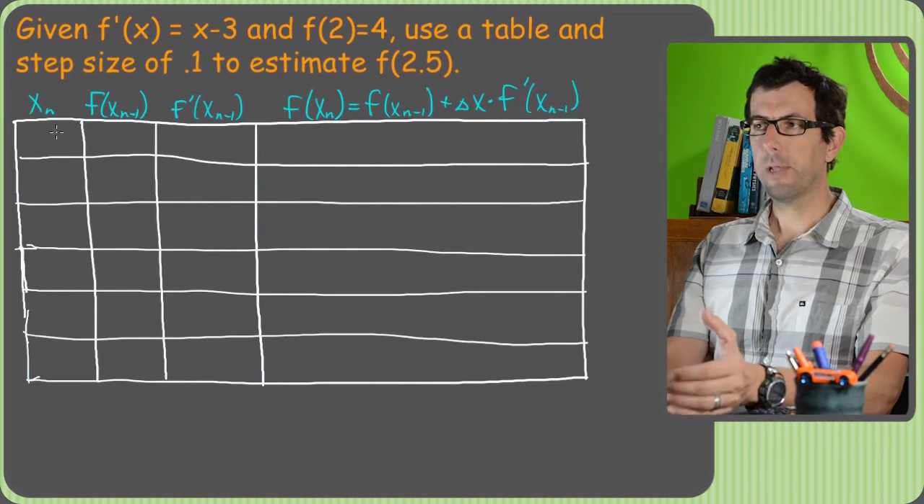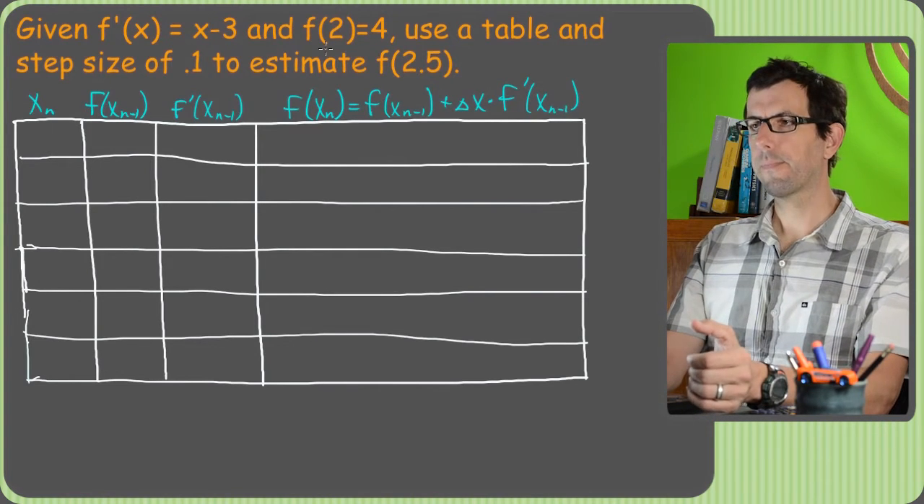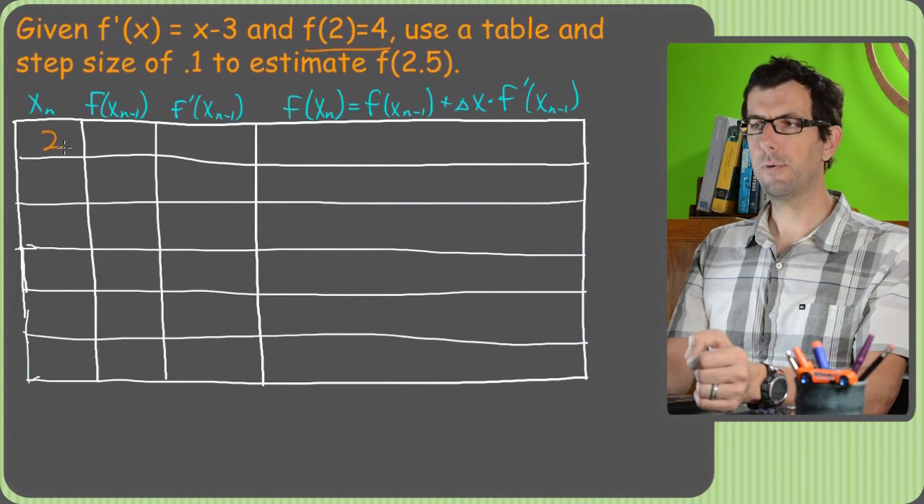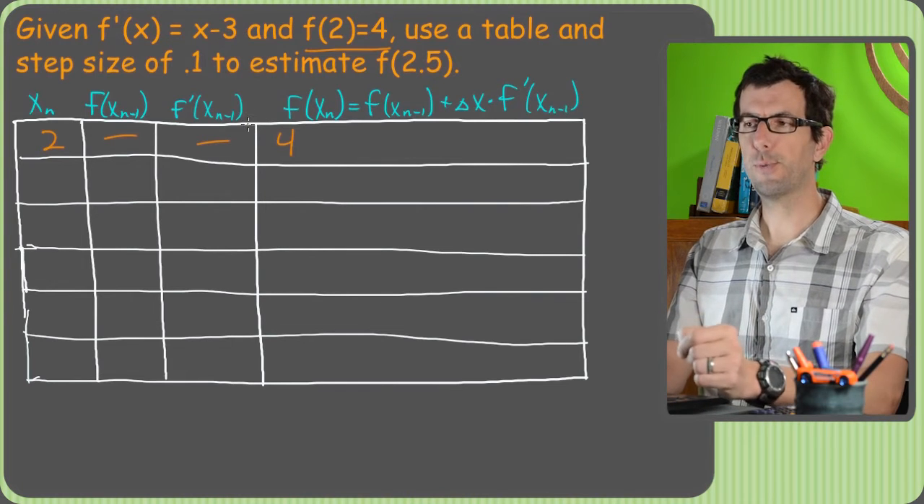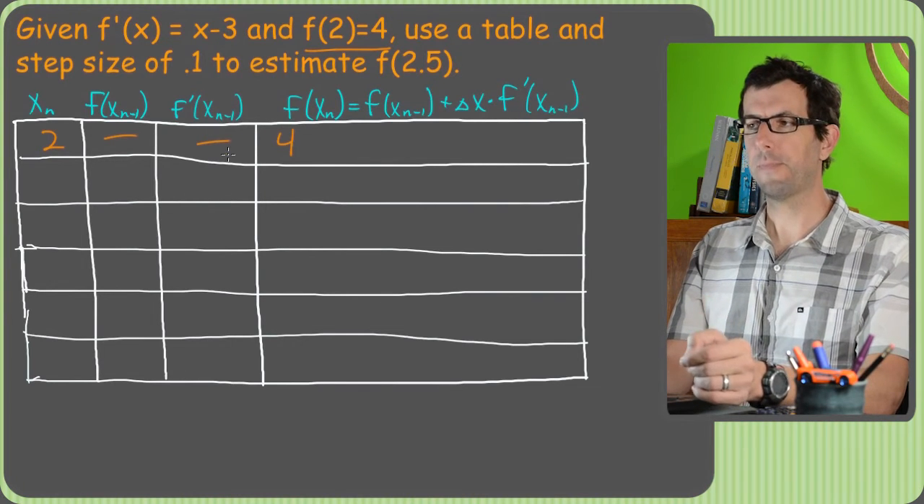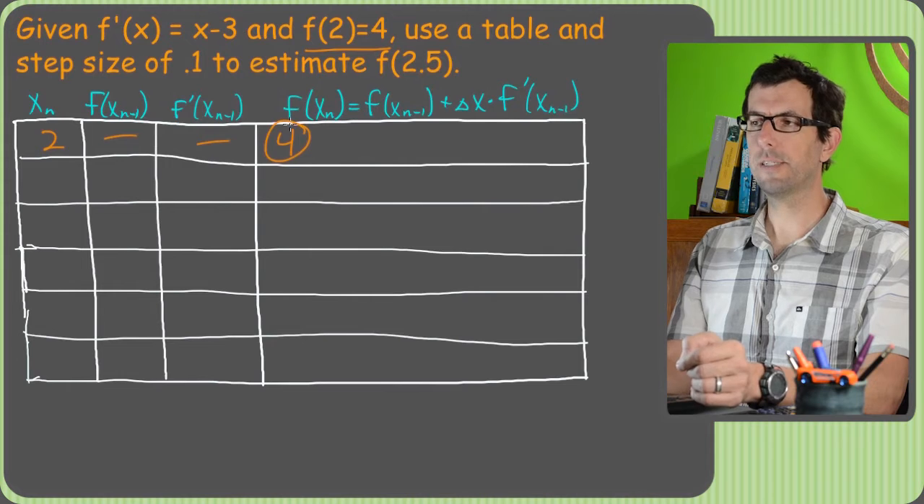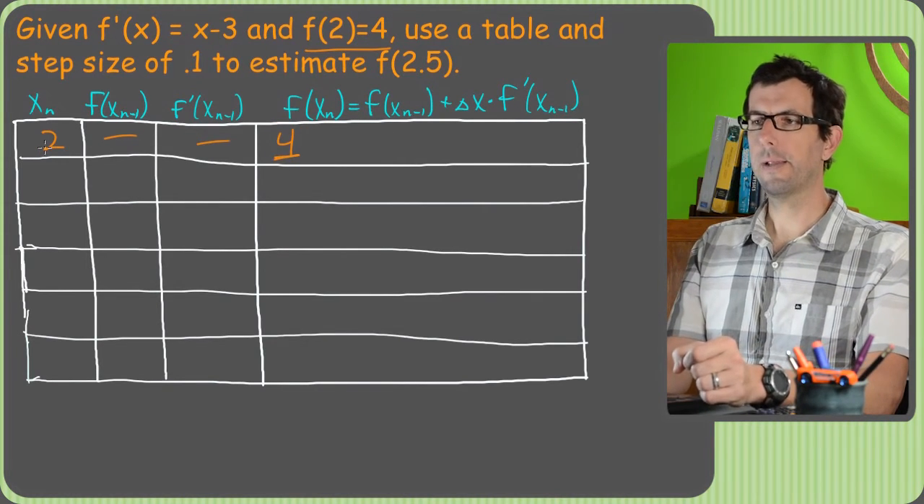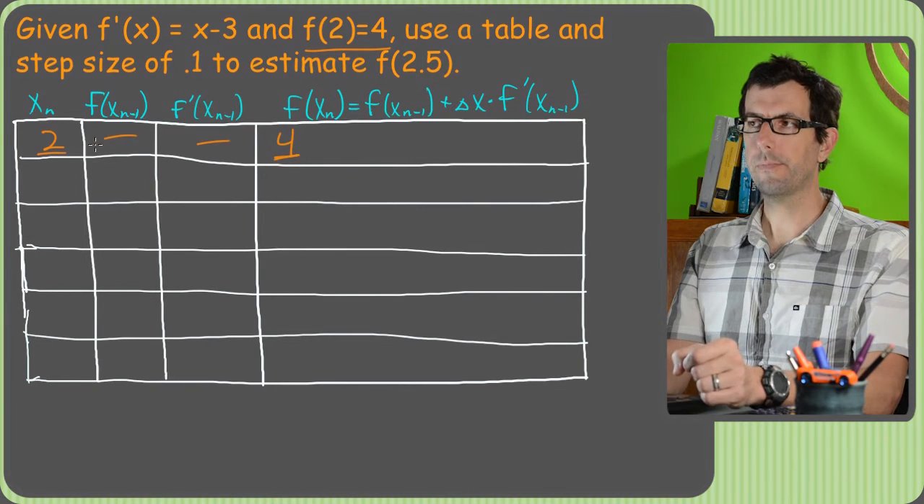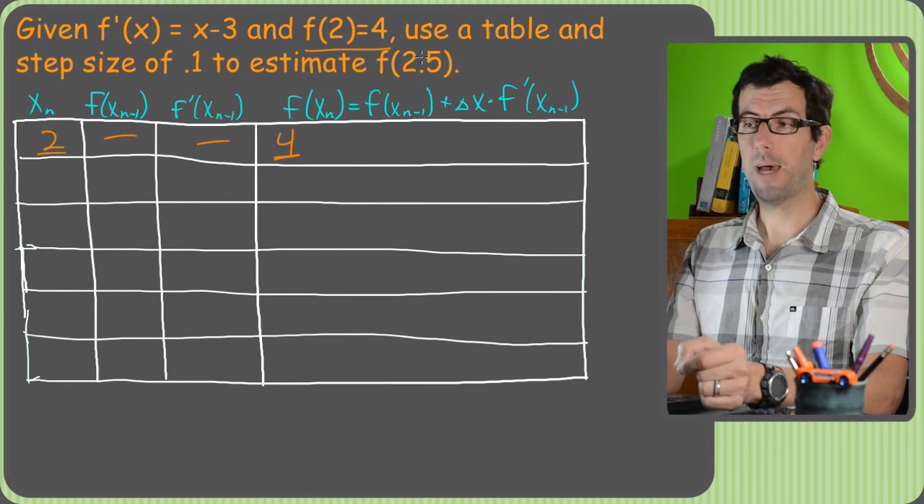All right, so the way I'd set up a table like this: we're given that f of 2 equals 4. So our initial x value is 2, and our initial y value is 4. In this first row, I'm never certain what to do, because you basically need some empty spots. We're not actually calculating it, right? We know this, so we don't need to go through the whole equation. So we know that f equals 4 at 2. And then we want to use 0.1 increments to estimate f of 2.5.